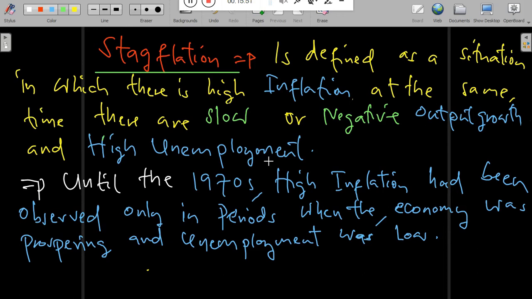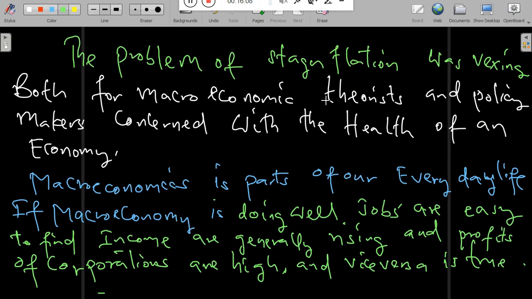So in this case, the problem of stagflation, with periods of negative output growth, was vexing both for macroeconomic theorists and policymakers concerned with the health of an economy. It was very controversial in the economy of the country at that time.